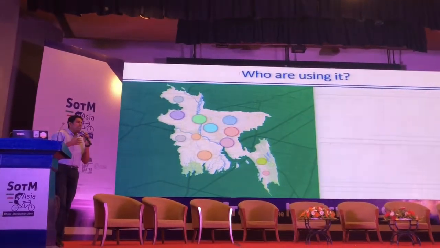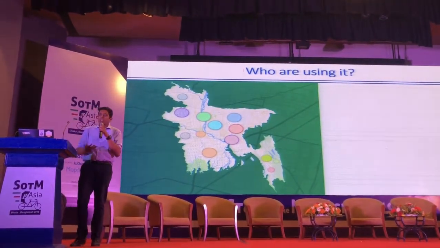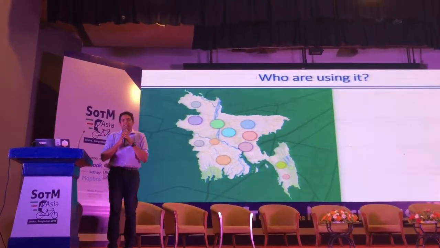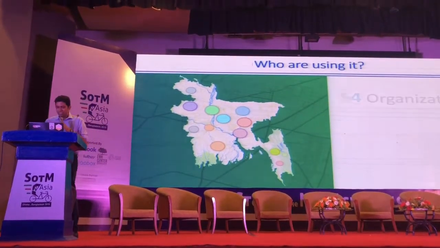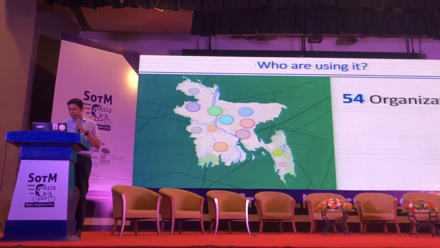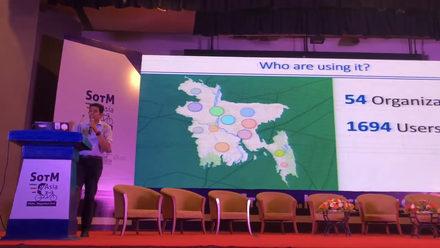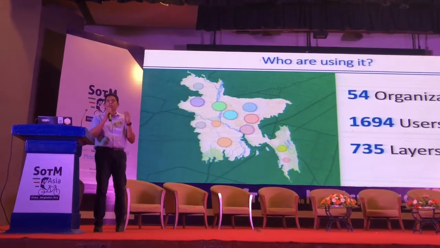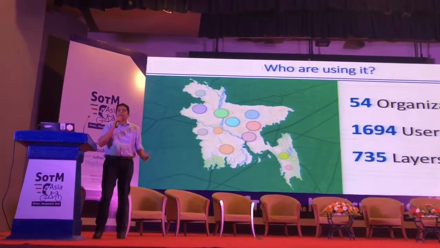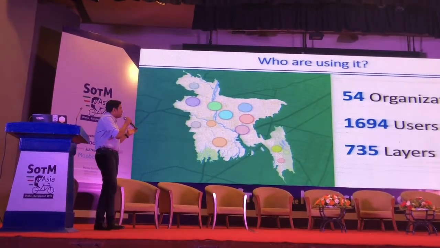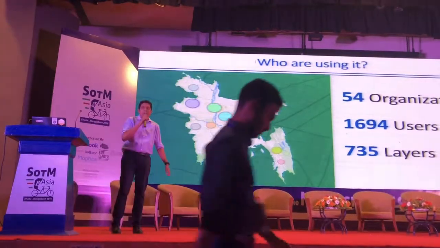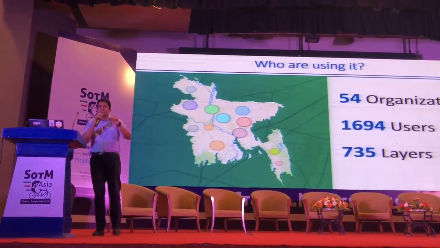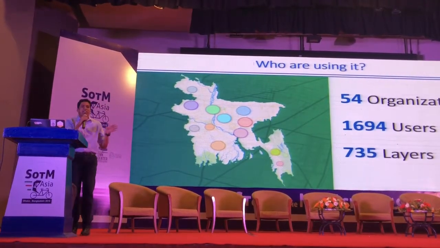When GeoDASH started, only 11 organizations were involved and some 200 users were there. So what is the scenario now? 54 organizations, 1,694 users, and we have 735 layers of data here. So you can imagine how rich it is. If you want to access 735 layers, I am sure you would have to go through at least 50 organizations or their websites, right? But you can access it here easily.